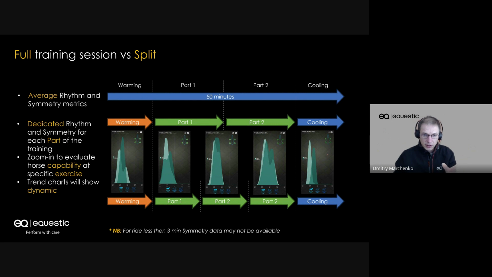But remember, if your training session is shorter than 3 minutes, then symmetry metrics may not be provided, because it depends on the algorithm and on the horse's ability to move. For inconsistent movements and a very short session, symmetry may not be calculated. So that's why we recommend designing the training parts in this case not shorter than 3 minutes. 3 to 5 minutes is enough to learn about the exercises you've done during this time frame.